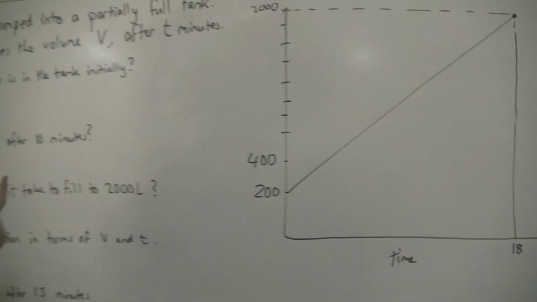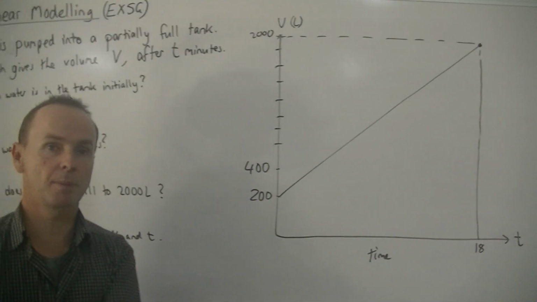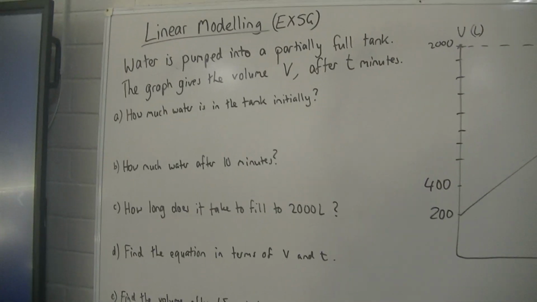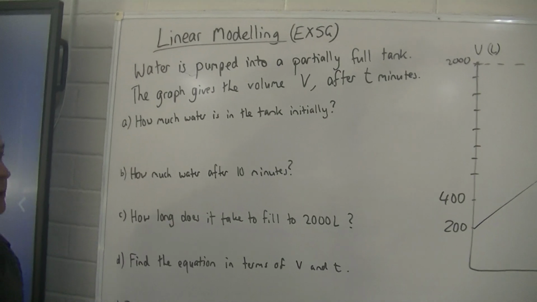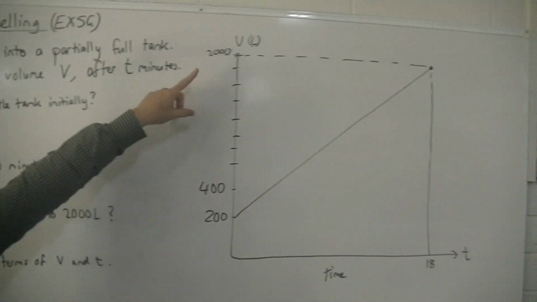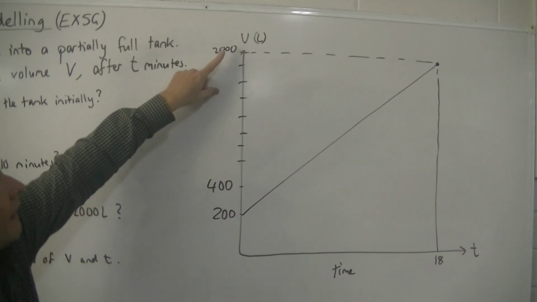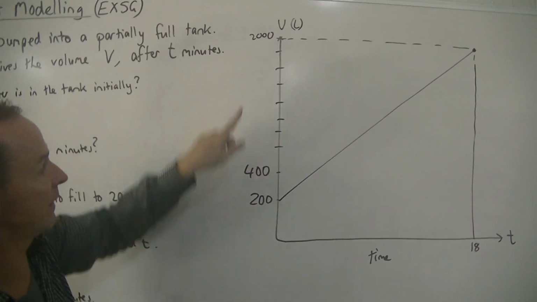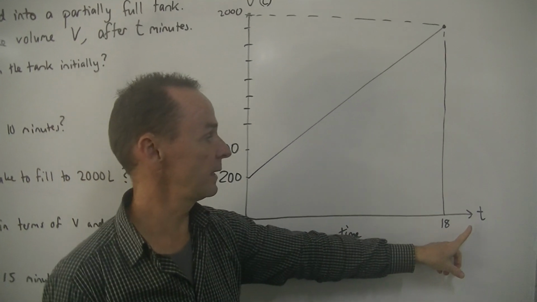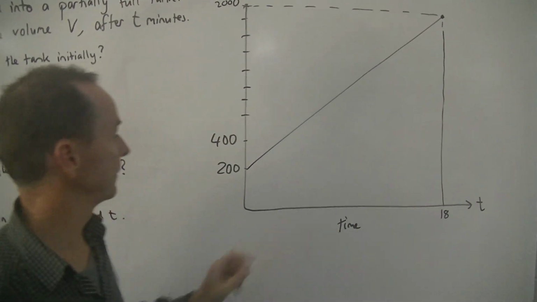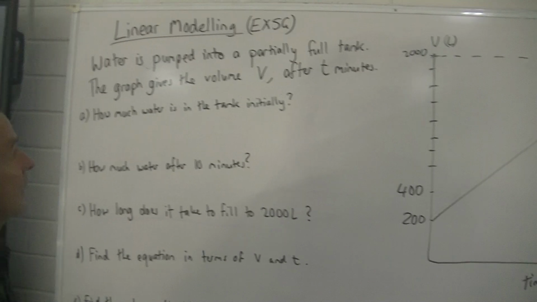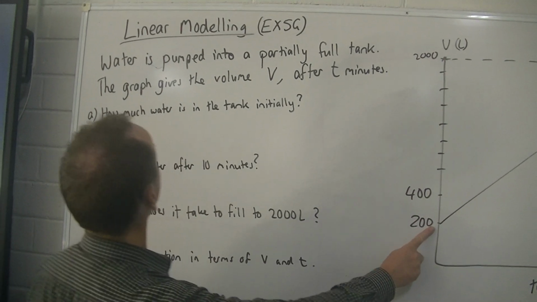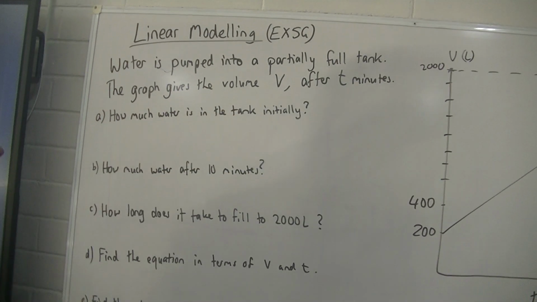Alrighty, so it's a little bit of a rushed graph. This is an example from the textbook, but I'm going to explain exactly what to do. So, water is pumped into a partially full tank. If you look at our graph over here, it's always good to look at it and see what the axes represent. This is the volume in litres, and I haven't put all the values in. And this is the time in minutes. So it says here, water is pumped into a partially full tank. So it doesn't start at 0, it starts at 200, we can see there. The graph gives the volume after t minutes.